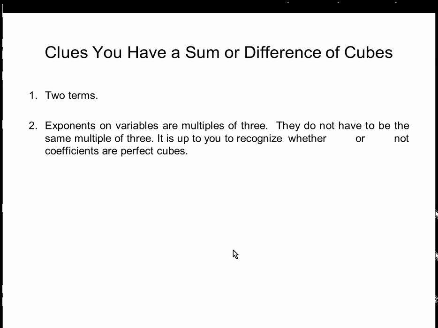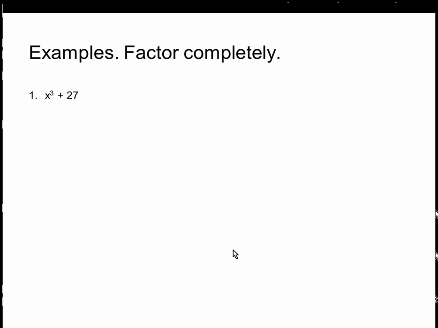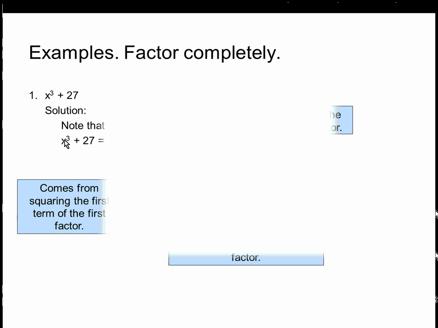Okay, with this, we have basically got all of our factoring techniques that we're going to look at in this course. So I can now, in my examples, give you almost anything I want. So that being said, let's factor completely. My first one is x cubed plus 27. I do have two terms. I've got an exponent that's a multiple of 3, and 27 is 3 cubed.